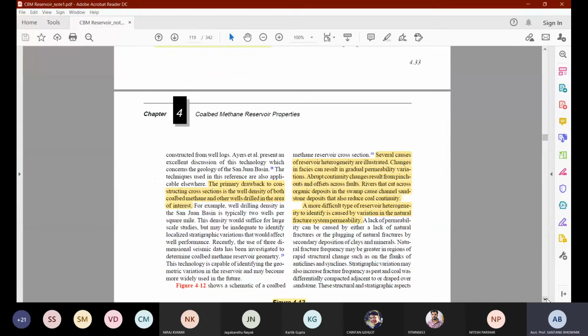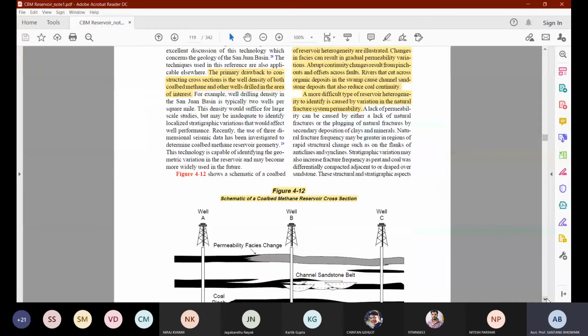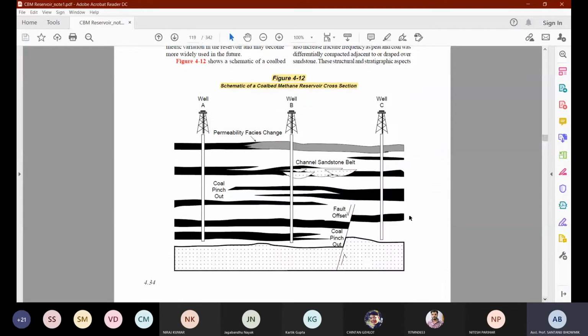Again, to give you the idea about these two phenomena, the structural geometry and the stratigraphy, I'll request you to go through the text and try to understand figure 4.12. I hope you all can see it clearly. Figure 4.12 describes how the different formation and structural differences are going to affect the permeability. Here you can see that they have drilled three different boreholes, A, B, and C. Okay, and you can see that the blackish deposits are coal, and the lighter ones are the different types of rock.